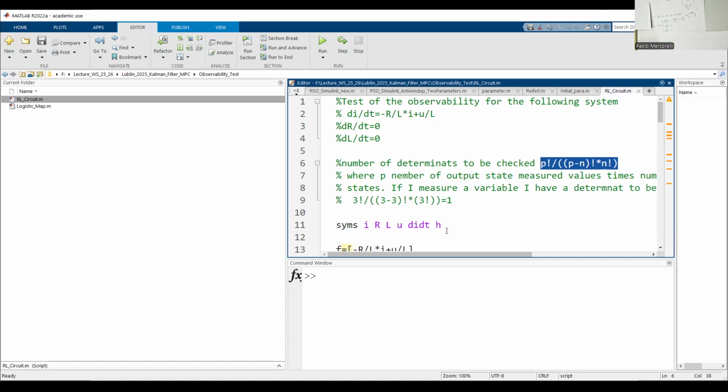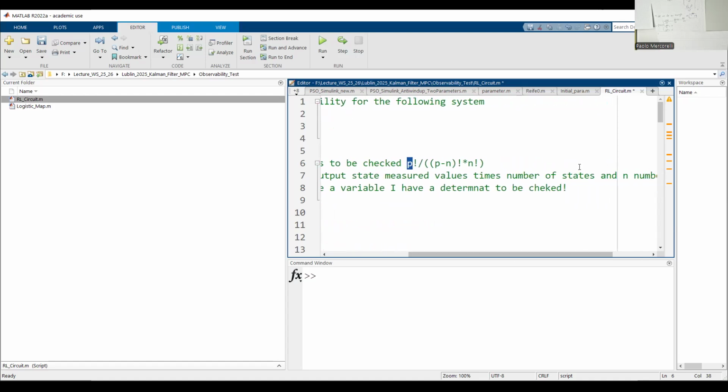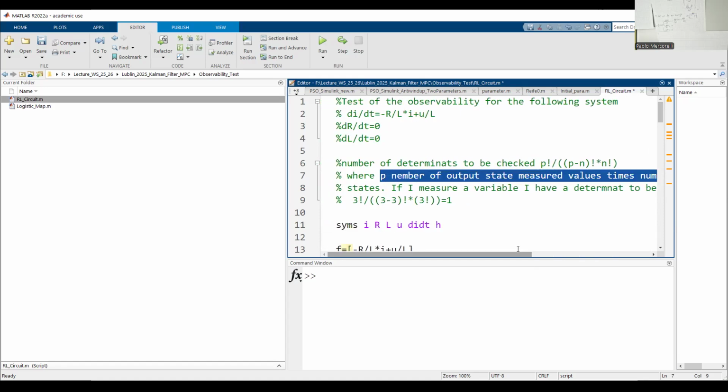Look, here in our case, let me see. I made a mistake. I mean, P, of course, depends on the number of measured values, but it's the product between the number of measured values and the number of states. Excuse me, I told you just partially. We can see here, P is in a theorem.